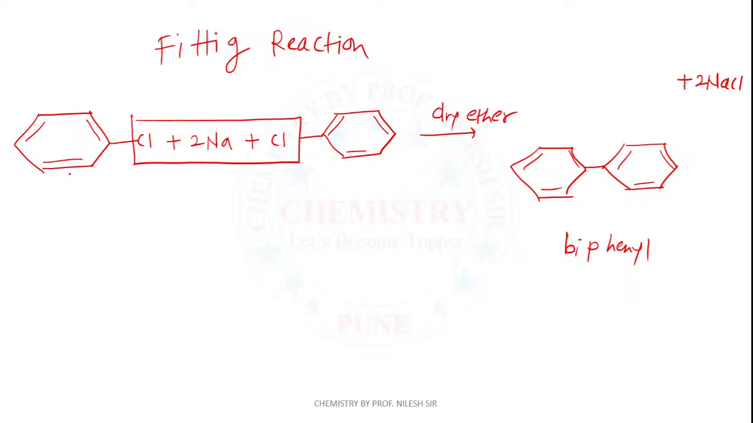Sodium metal and chlorobenzene. There are 2 moles of chlorobenzene, sodium metal 2 moles, and then to form the biphenyl 1 mole. This is called the Fittig reaction.